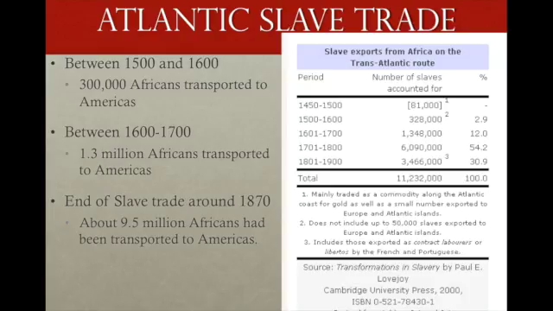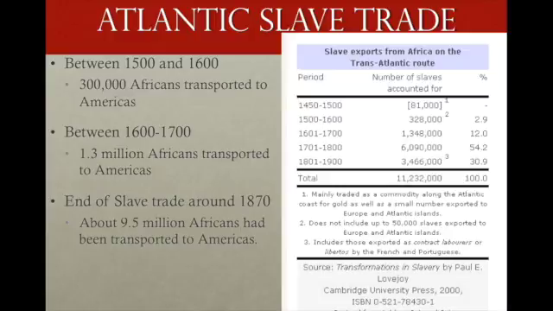So the slave trade started off in the early 1500s and 1600s, as we read in the article. Columbus is kind of considered the first slave trader. But between 1500 and 1600, about 300,000 Africans were transported to the Americas, which is quite a bit, but it really starts picking up in the 1600s to the 1700s, where 1.3 million Africans were transported to the Americas.